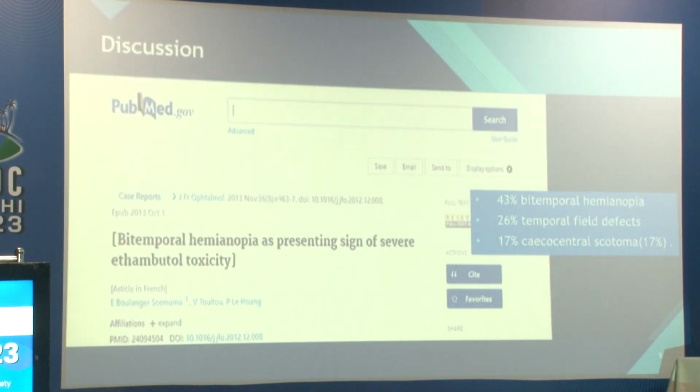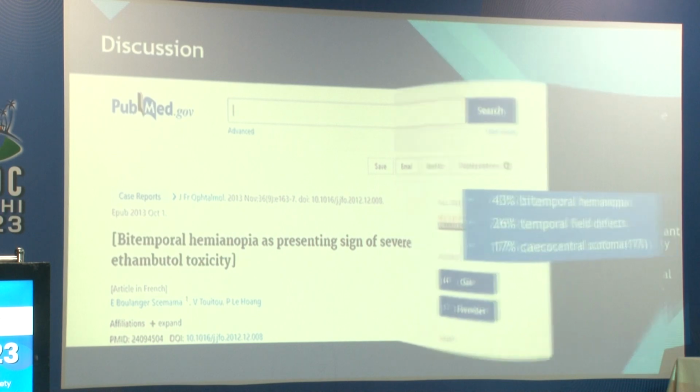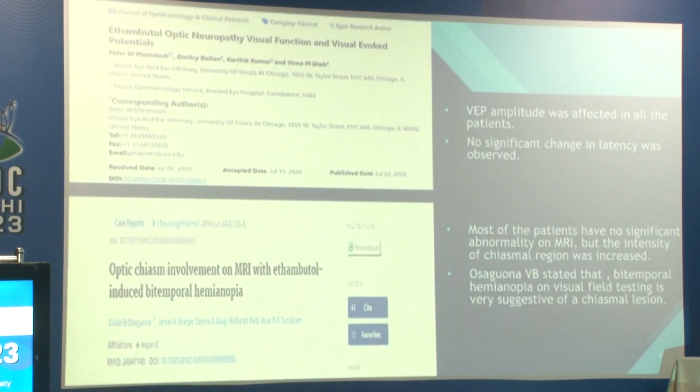We compared our results with other studies and found that about 43% of patients had bitemporal hemianopias followed by cecocentral scotomas. Again, the VEP amplitude was affected in the majority of patients, with no significant change in the latency of the VEP. Most patients had normal MRI findings, except that in some patients the MRI intensity at the level of the optic chiasma was increased.